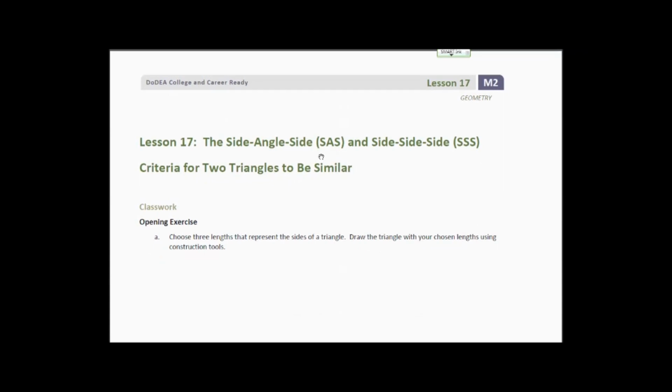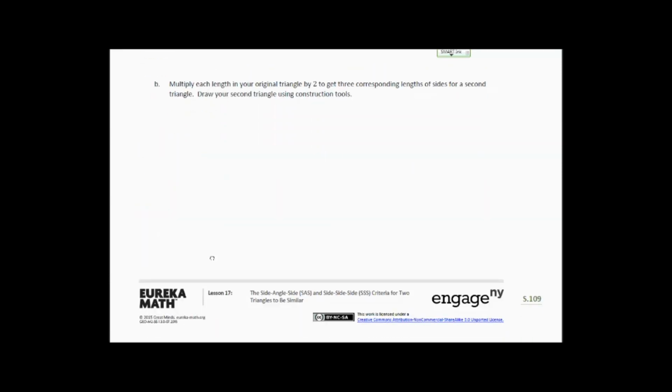Lesson 17 is about the SAS and the SSS criteria for two triangles to be similar. Now we've defined similar to be there's a series or sequence of rigid motions and dilations, or similarity transformations, that map one onto the other. Just like I showed earlier with angle, if you do a rotation and then a dilation, that's the series of rigid motions that you can use. Okay, now we can use SAS and SSS, and let me give you a few examples of what that looks like.